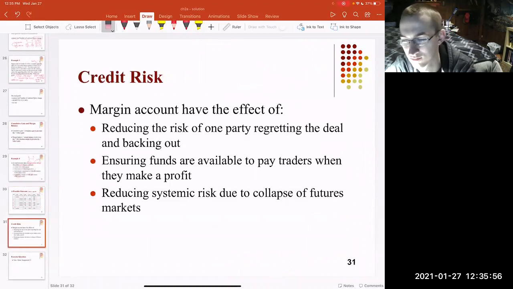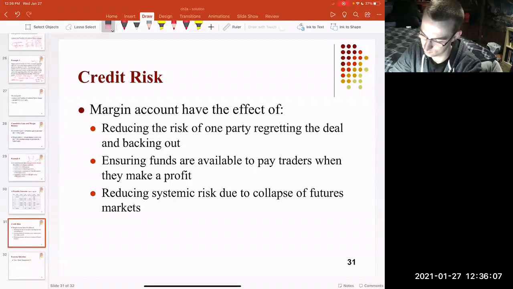Next, this talks about credit risk. Margin accounts have the effect of reducing the risk of one party backing out of the deal, and also ensure the funds are available to pay traders when they make a profit, and reduce the systematic risk due to collapse of futures markets. So this talks about the margin account associated with credit risk.